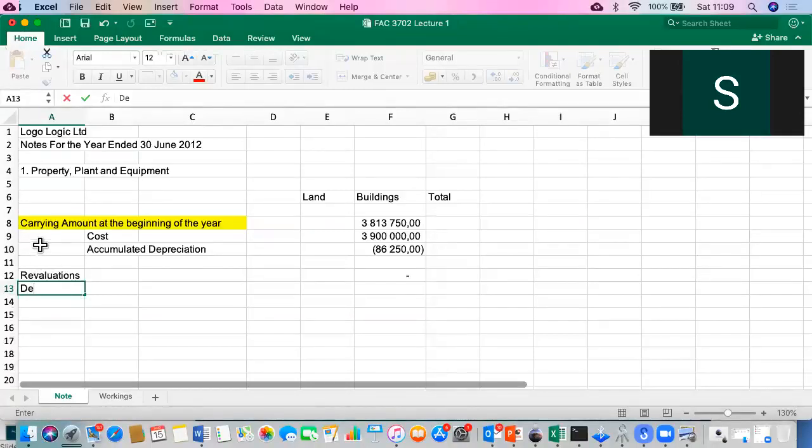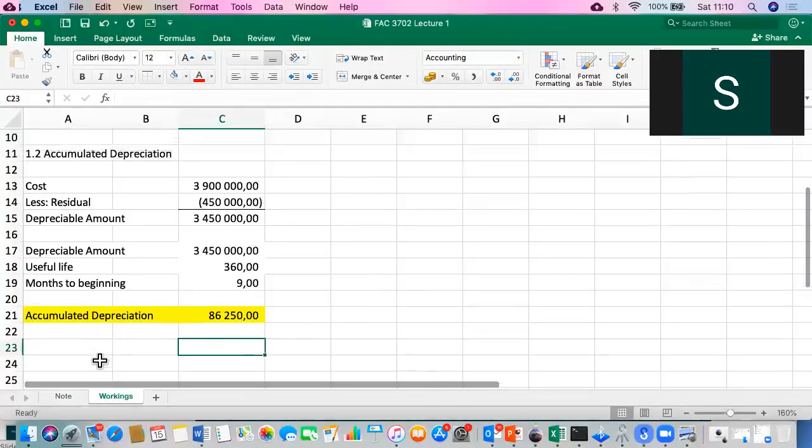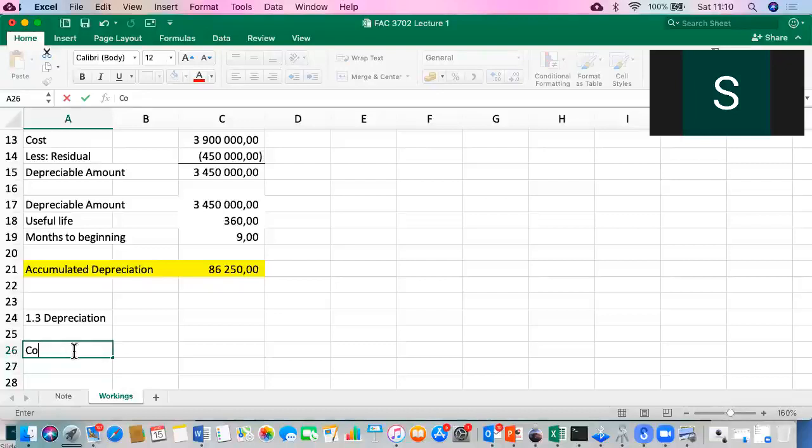So we started off with the note. We calculated the carrying amount at the beginning of the year, and the next part is revaluations, but there are no revaluations on the building. So the next step will be to calculate the depreciation for the current year. Now we've calculated the beginning of the year. So every year there's going to be a current year depreciation charge. Once you've calculated the accumulated depreciation, current year depreciation is a very similar calculation. It is also going to be calculated in a similar way, right?